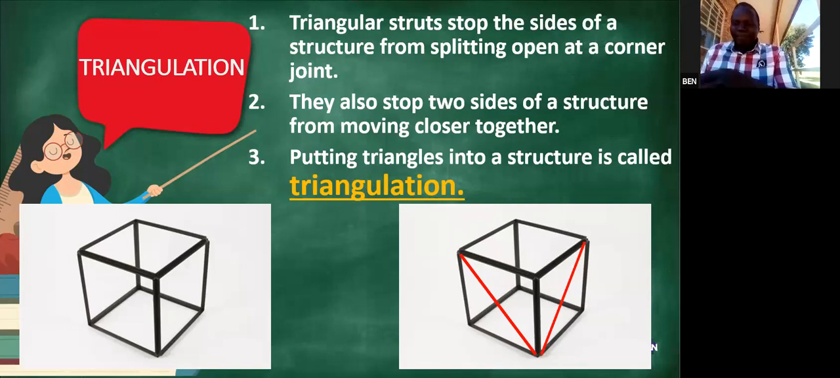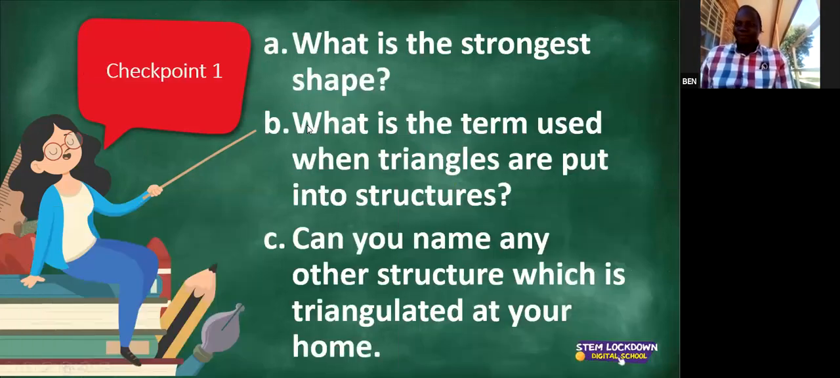Now, this process is called triangulation. When you make the shape of a triangle in any structure, it is called triangulation. This is for grade 4, strengthening the structure. Let's move to the next slide and see if you understood.